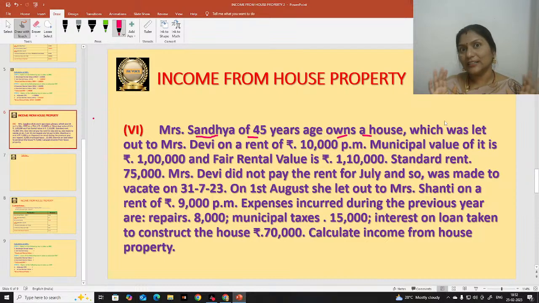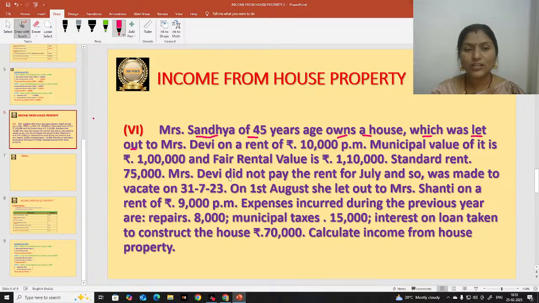But that non-senior, senior and super senior classification we require when we calculate tax liability. Here we are not going to calculate tax liability. We are going to calculate only income from house property. So we are not bothered about her age. Okay. So Mrs. Sandhya, 45 years age, owns a house. She has one own house which was let out. So she is giving that house on rental basis.